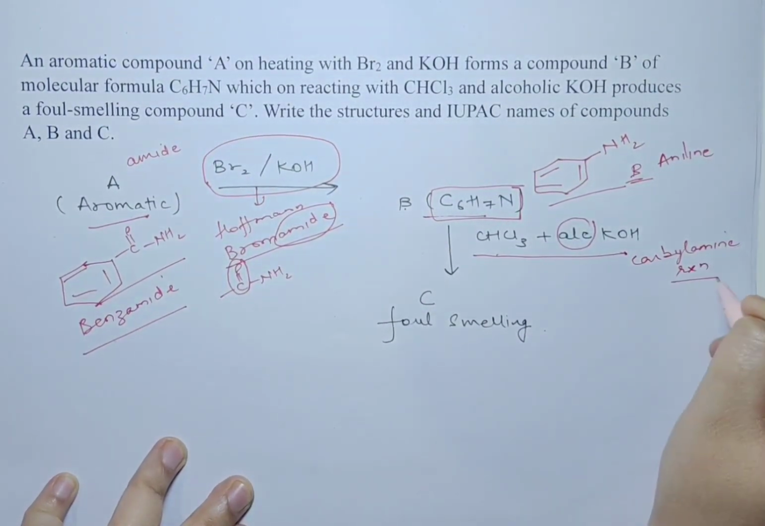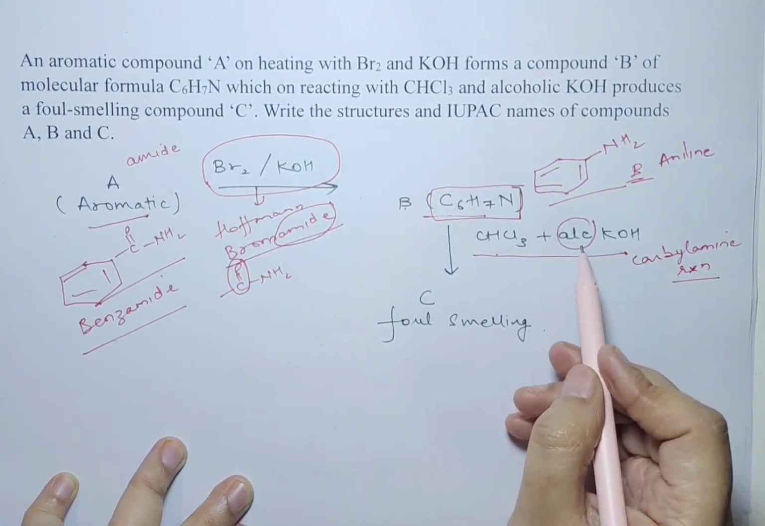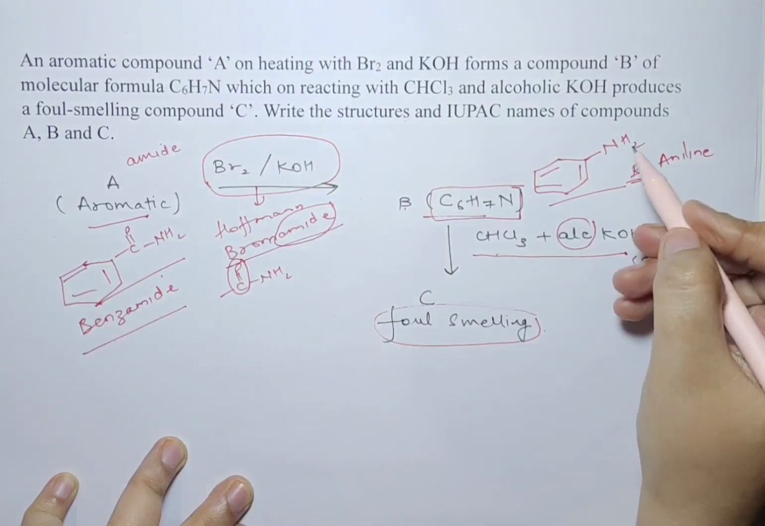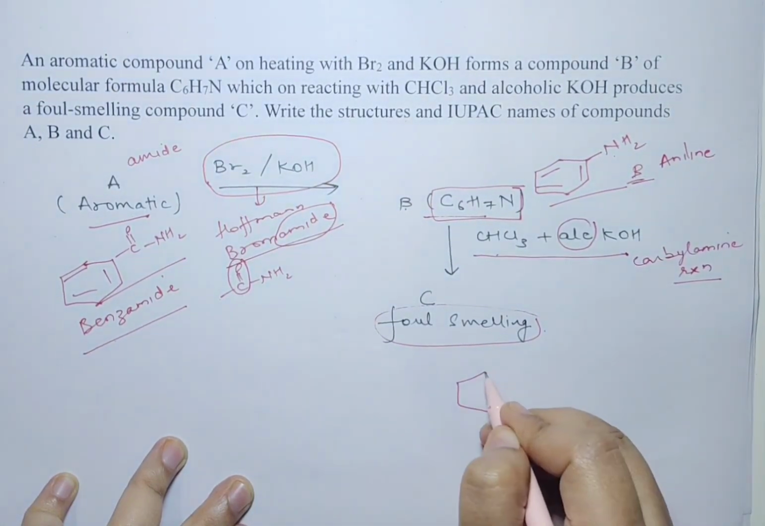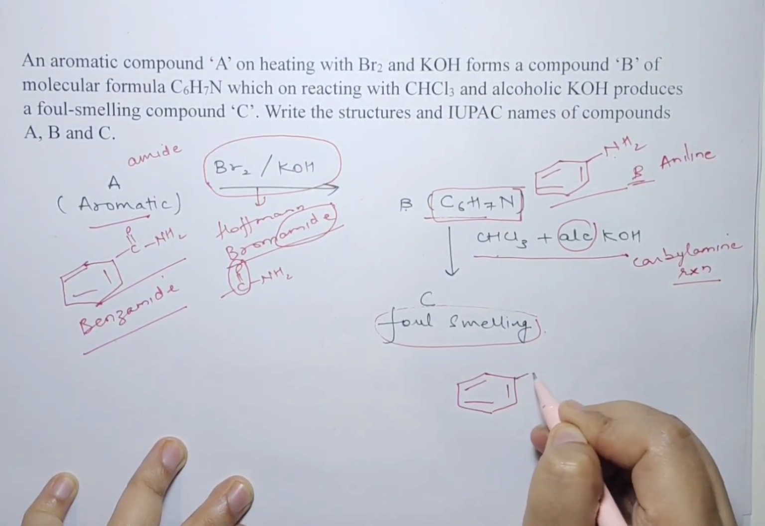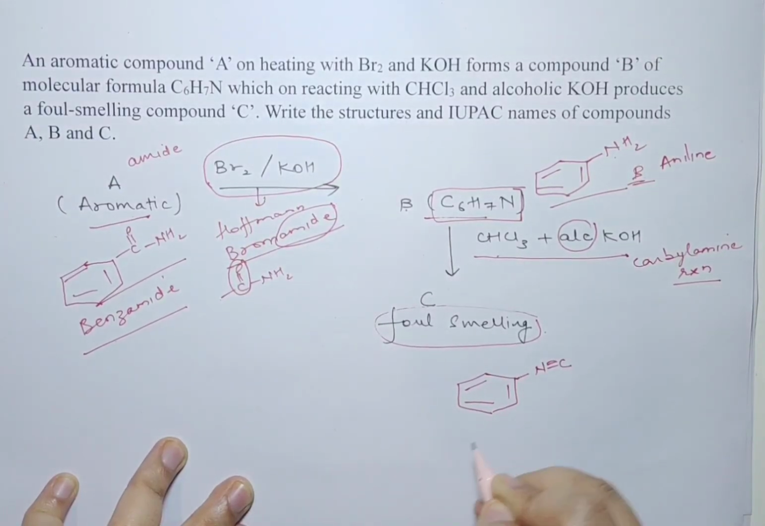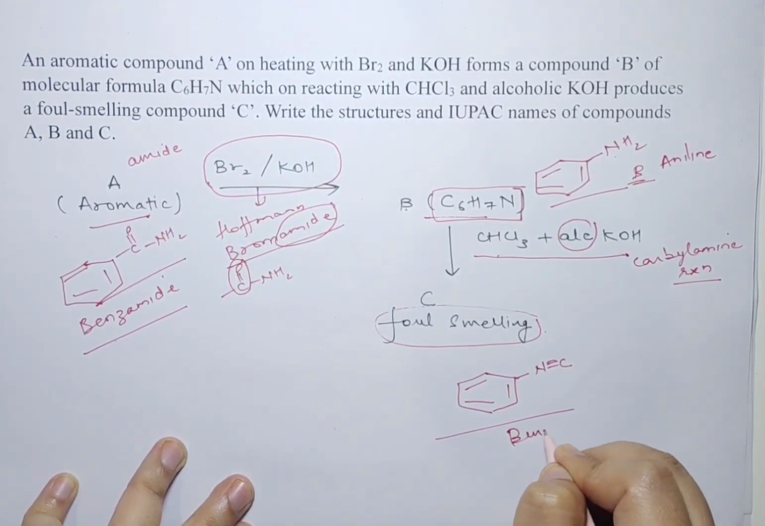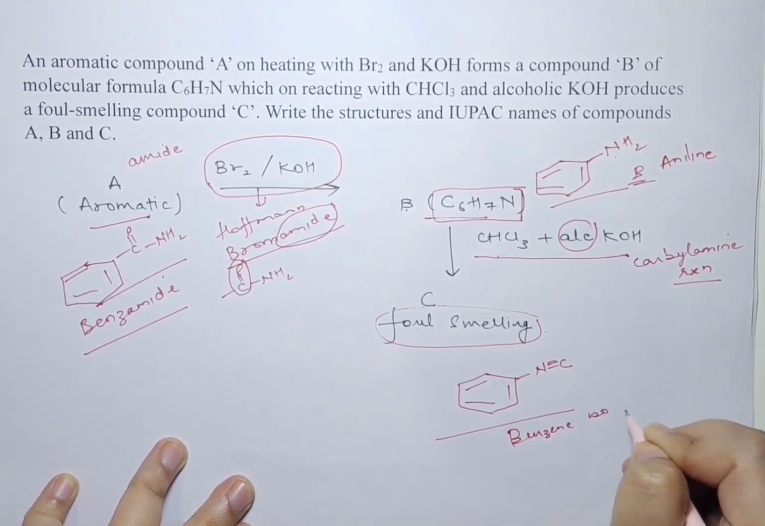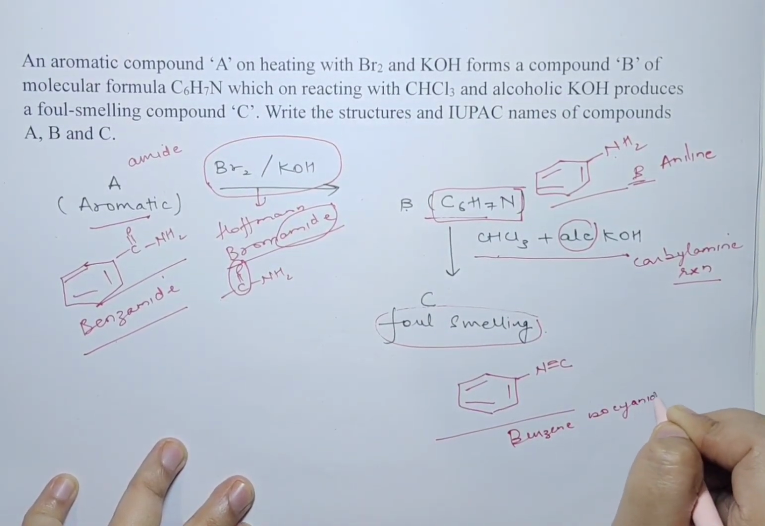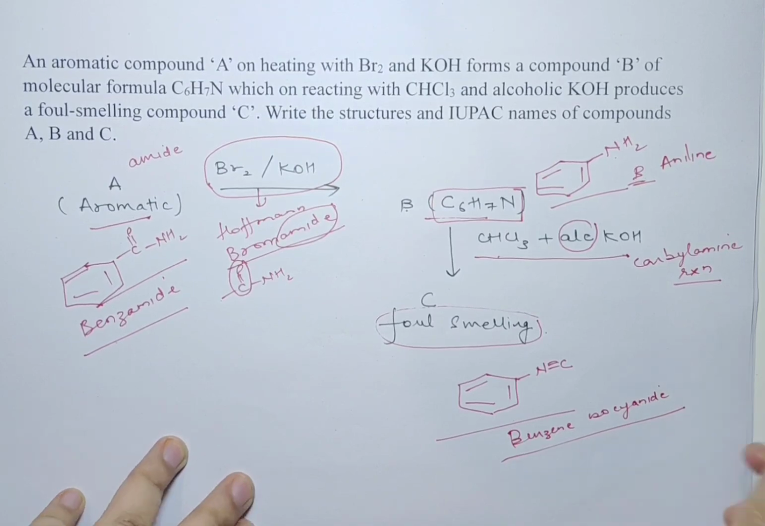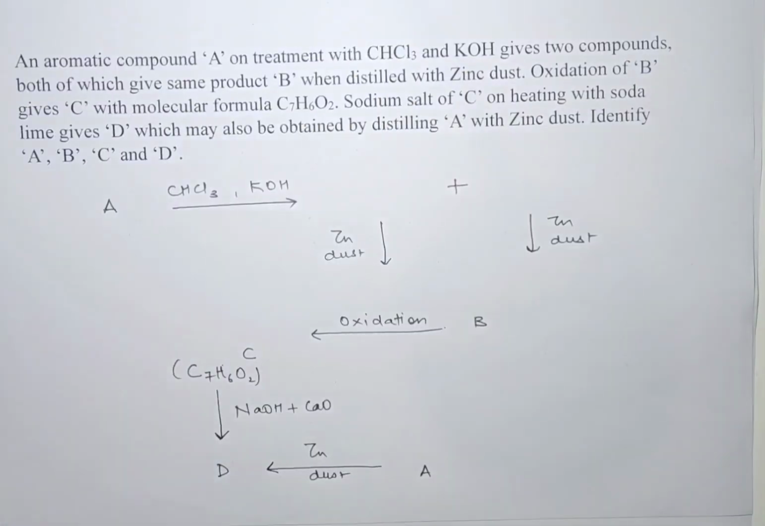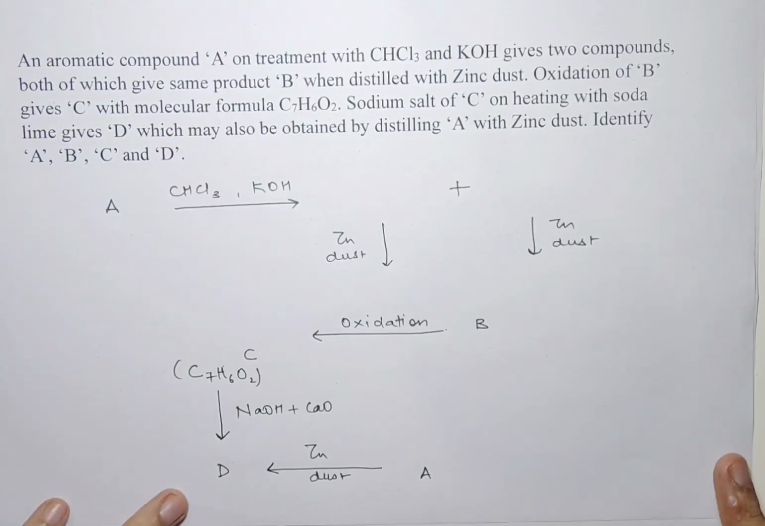or isocyanide test. So this would result in the formation of a foul smelling compound, and that would be the isocyanide of this. Okay, so this is your benzene isocyanide or phenyl isocyanide. Okay, that's it. Moving on with the next question.